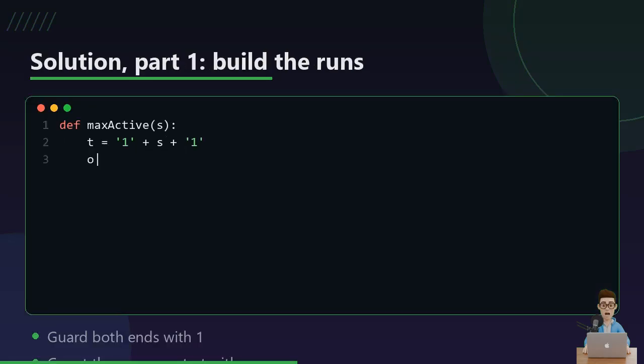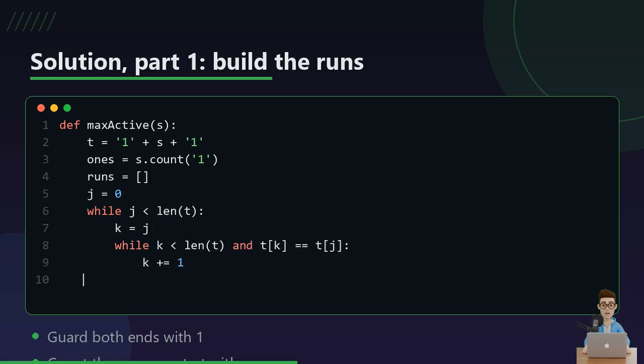First, I glue the guard ones on so every real run has neighbors. Then I lock in my starting count of ones. The while loop walks the string once, and each time it slides K forward while the bit stays the same, so it snips out one clean run at a time. We store each run as its bit and its length.